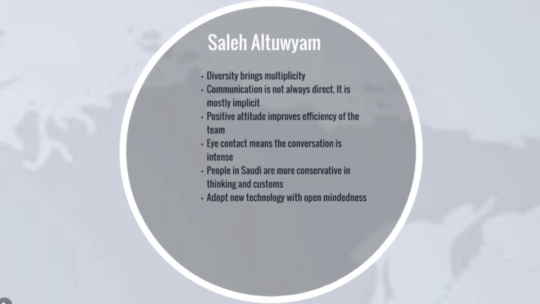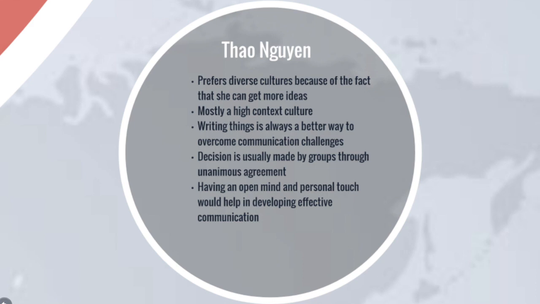The last person we interviewed was Thao Nguyen. She prefers diverse cultures because she can get more ideas. According to her, Vietnam follows high context culture, which means being less direct and avoiding direct confrontation. She also feels that writing things down is a better way to overcome communication challenges. Decisions in Vietnam are usually made by groups through unanimous agreement. Also, having an open mind and a personal touch would help in communicating effectively.